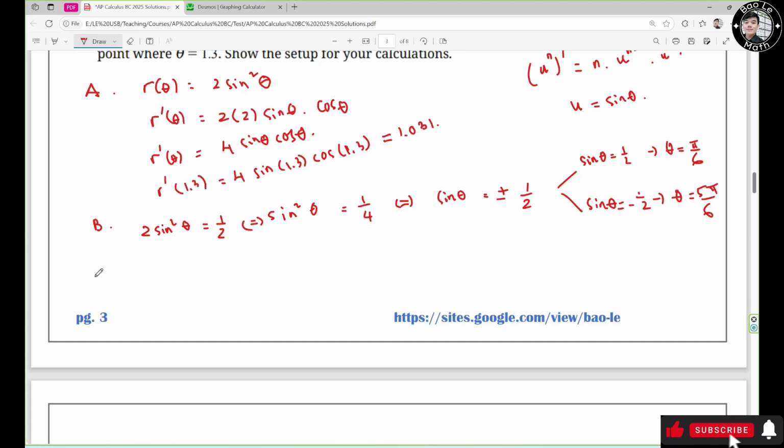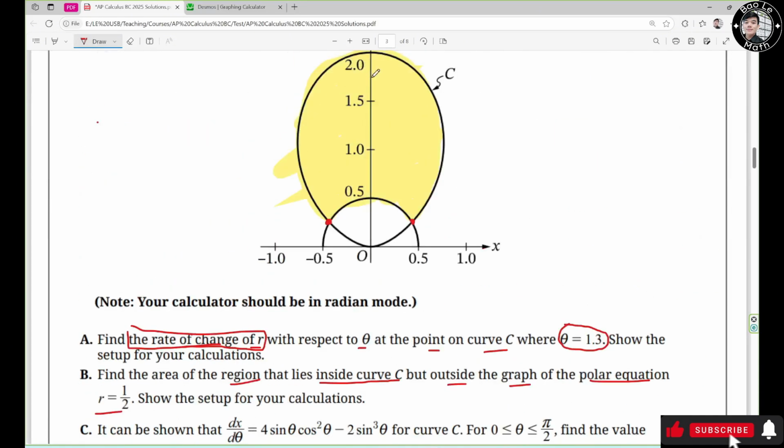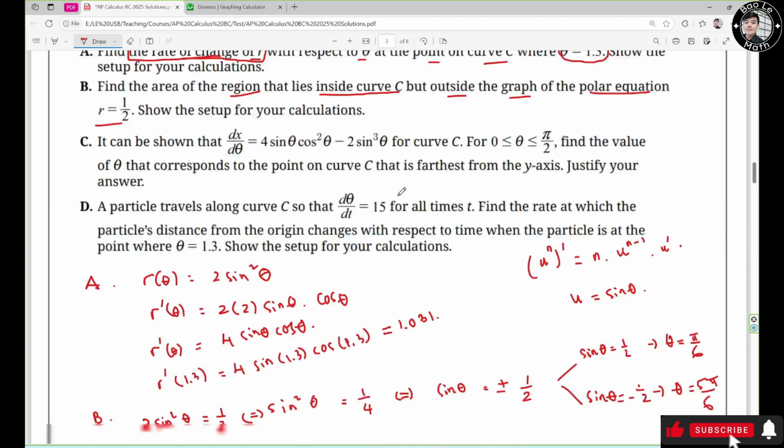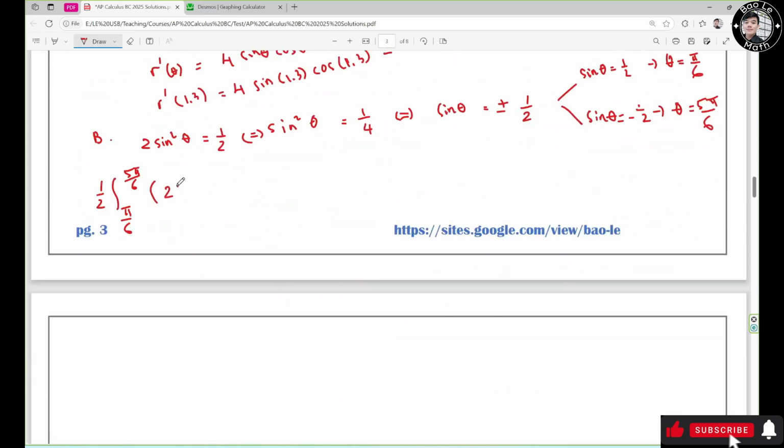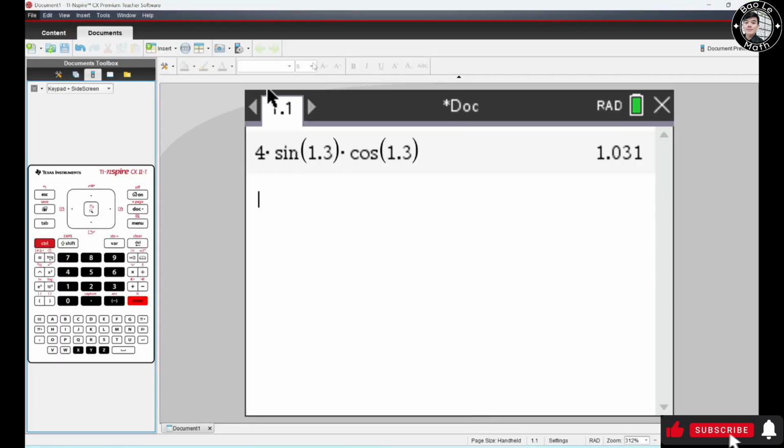Now the area of the region is calculated as 1/2 times the integral from pi over 6 to 5 pi over 6. The top subtract the bottom, right? The top means the curve C right here. So it could be 2 sine squared theta, squared, subtract the bottom, which means 1/2 squared, right? d theta. Now we're going to use the calculator to solve this one.